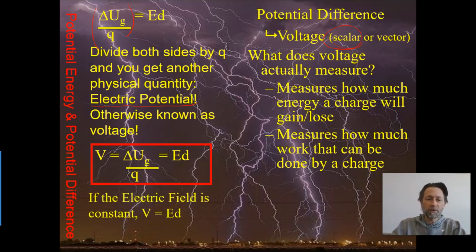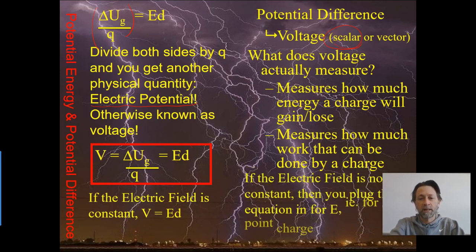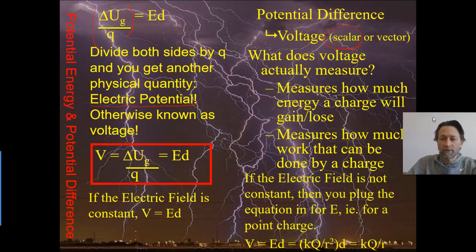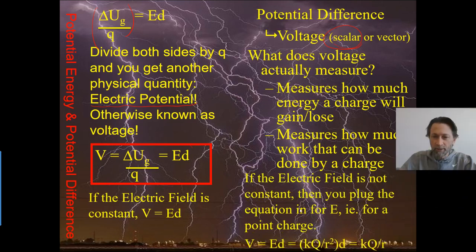Okay, so if the field is constant, then we can use V equals Ed, which is the right side of that equation. If the field is not constant, then we have to plug in for E. If you remember in the last chapter, we had kQ over r squared, and when we do that, these two distances cancel out, and we're left with the voltage being kQ over r.